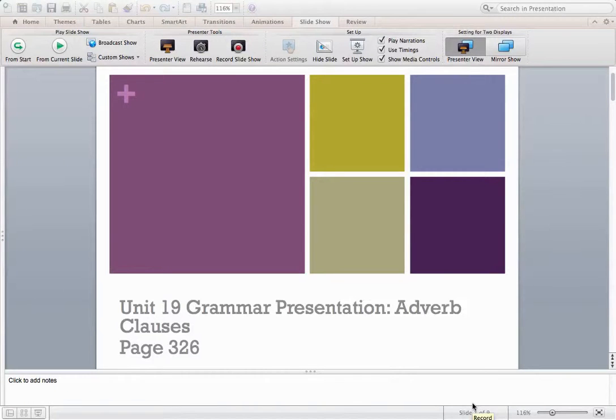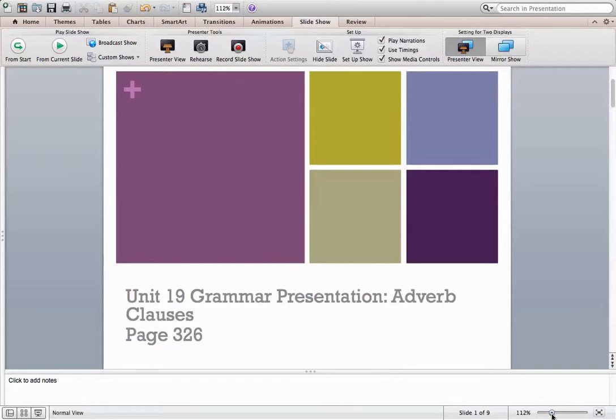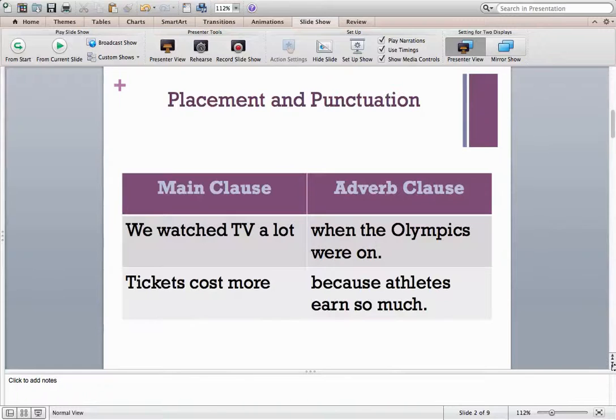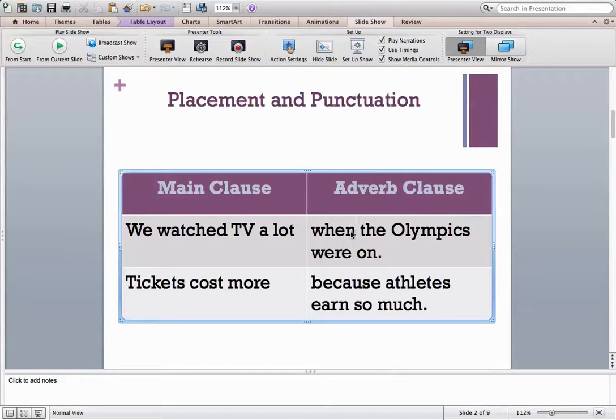We're talking about the Unit 19 grammar presentation about adverb clauses, which is on page 326. An adverb clause and a subordinate clause are the same thing. An adverb clause begins with a subordinator.